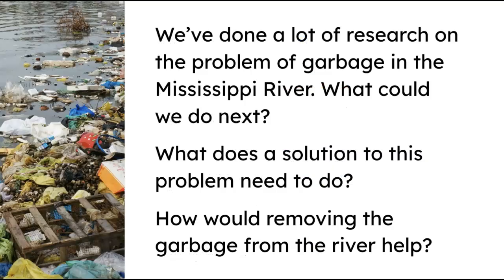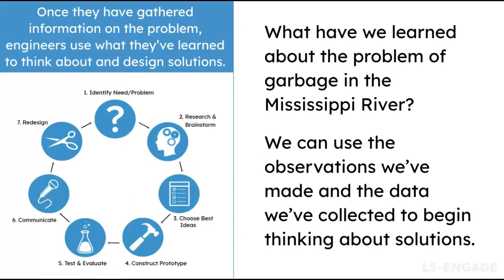You will begin the engage portion of this lesson by facilitating a discussion about the research students have done about the garbage in the Mississippi River. Students will discuss and brainstorm ideas to create a solution and remove the garbage from the river. Then, you will show students the engineering design cycle and remind them that engineers use what they've learned to think about and design solutions. There is a teaching tip in this section.